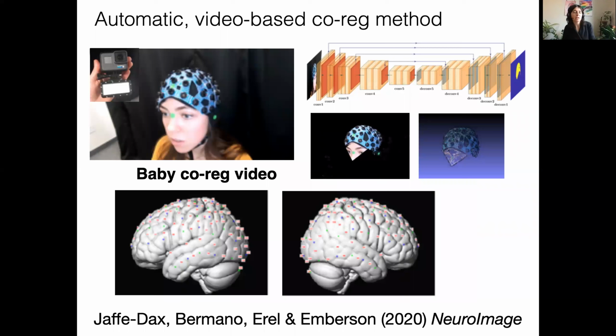I can always send this afterwards. What this is showing is that what we're doing now, instead of this rather laborious and manually coded MR co-registration approach that we used before based on photos, is using cameras and videos, with a combination of machine learning and computer vision, to automatically build a head model of the sensors on the head. We did all our validation work on this in adults, but what the link would show you is that this also works in babies. We can take these videos very easily in babies and do this co-registration process.